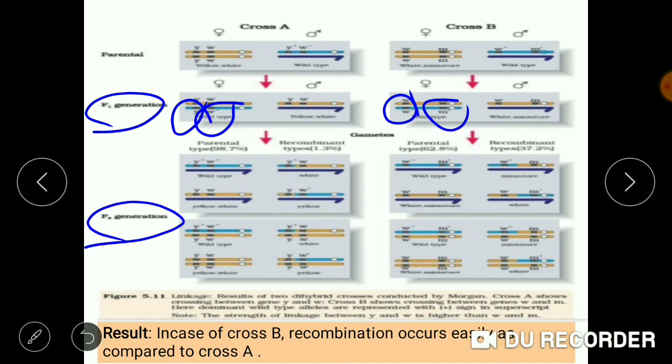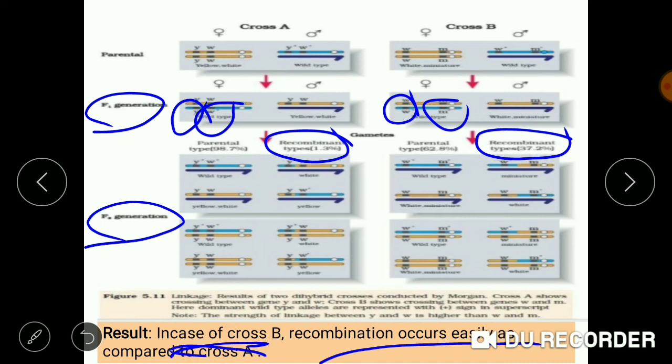So the genes which were closely related in cross A have shown less recombination as compared to cross B. Genes present in cross B, W and M, have shown more recombination as compared to cross A. So as a result, we have obtained that in cross B, more recombination occurs as compared to cross A.